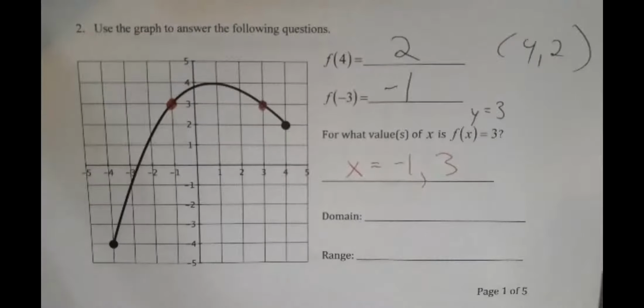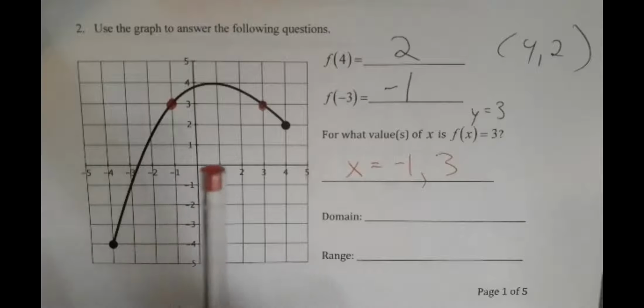Now I'm looking at my domain. So I'm looking at this thing. My domain is all my x values. So I want to look left to right. So if I'm looking left, the furthest this goes left is -4. It's doing all these numbers up to +4. Okay.